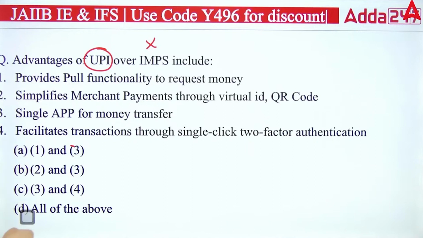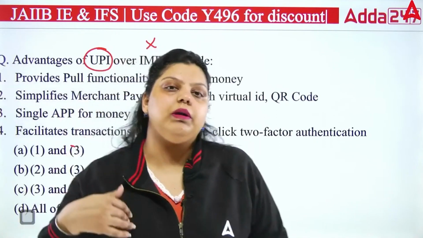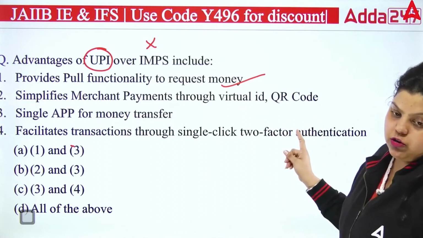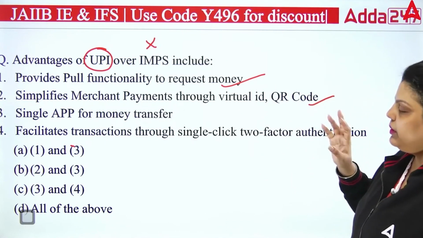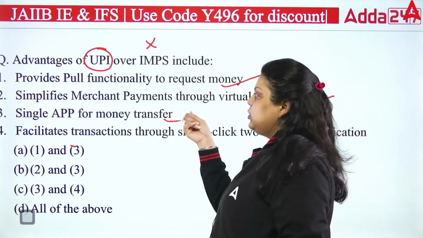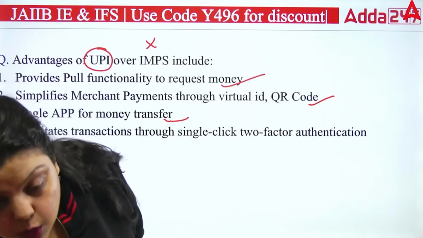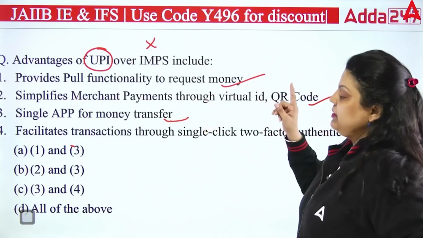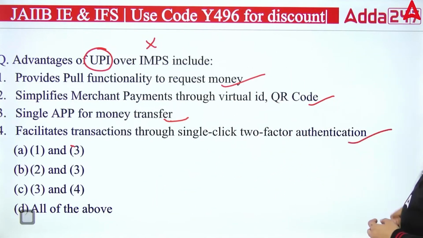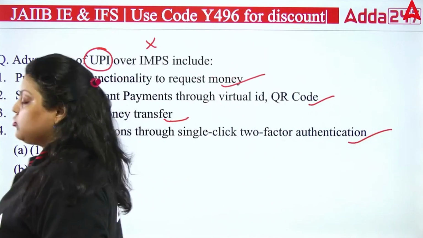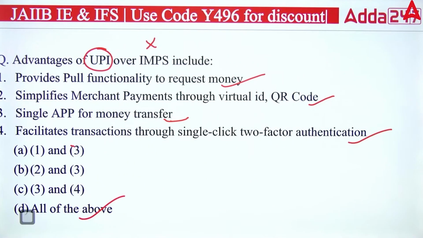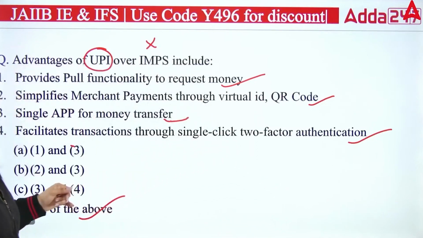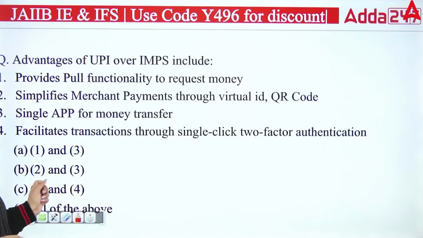Okay, so obviously in IMPS you cannot send a request for money. It can be done in UPI, not in IMPS. Then simplifies merchant payment through the virtual ID QR code. This is available in UPI, not in IMPS. Single app for money transfer. You can link multiple accounts in a single application of UPI, so that is also available in UPI. It facilitates transaction through single click 2-factor authentication. This is also true. It means all of the above are the advantages of UPI over IMPS, and that's why we can say maximum we are using UPI now. So the right answer is your D option, all of the above.